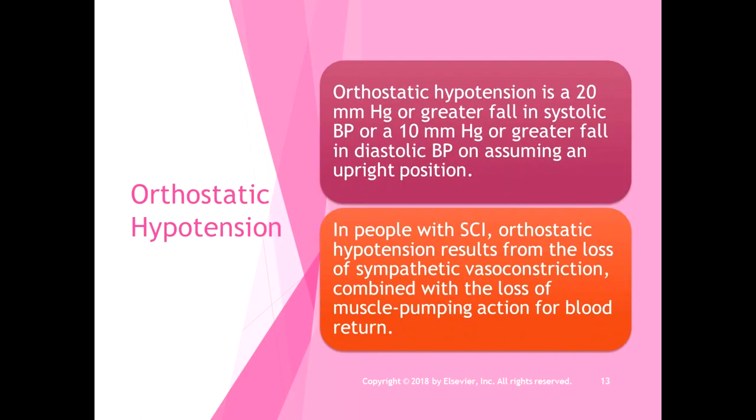So orthostatic hypotension, by definition, is a 20 millimeter mercury or greater fall in systolic blood pressure, or a 10 millimeter mercury or greater fall in diastolic blood pressure upon assuming an upright position. In people with spinal cord injury, orthostatic hypotension results from the loss of sympathetic vasoconstriction combined with the loss of muscle pumping action for blood return. Other things can cause orthostatic hypotension, but that is the cause of it in people with spinal cord injuries.